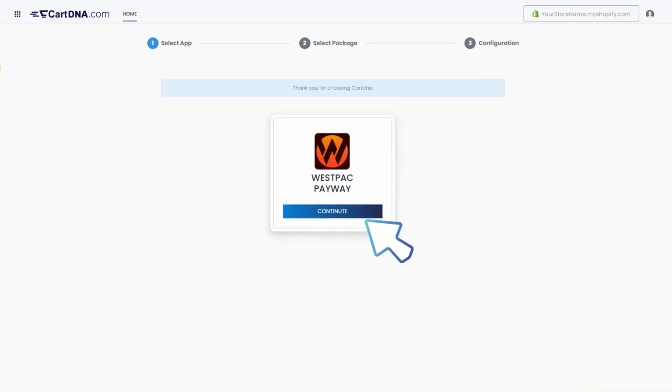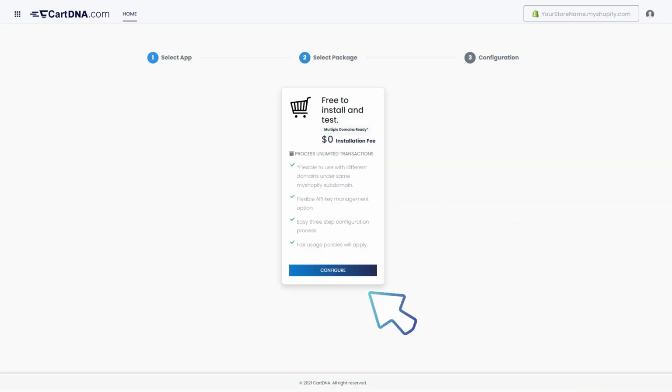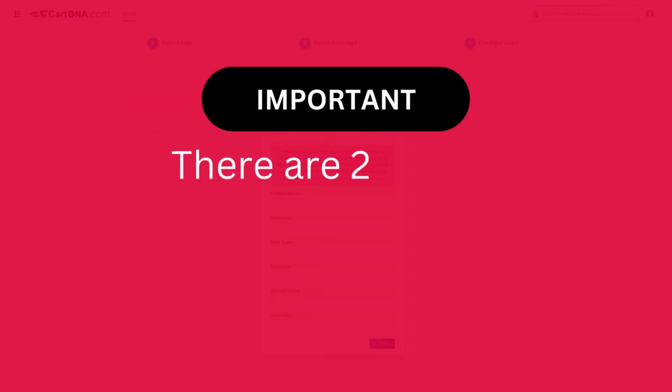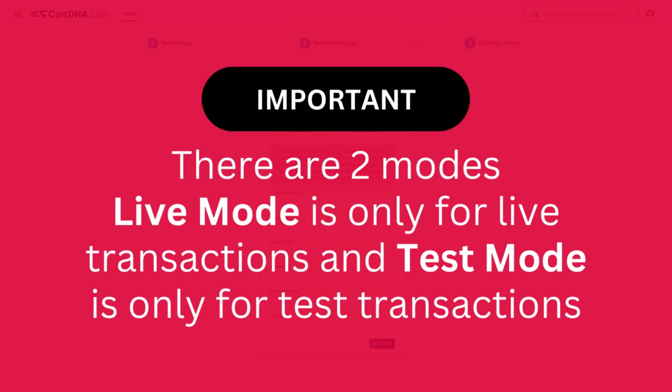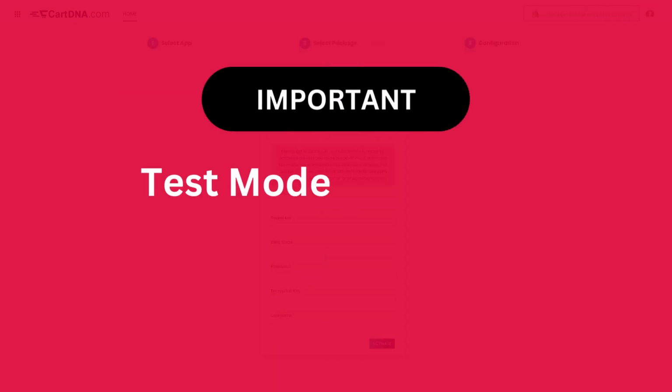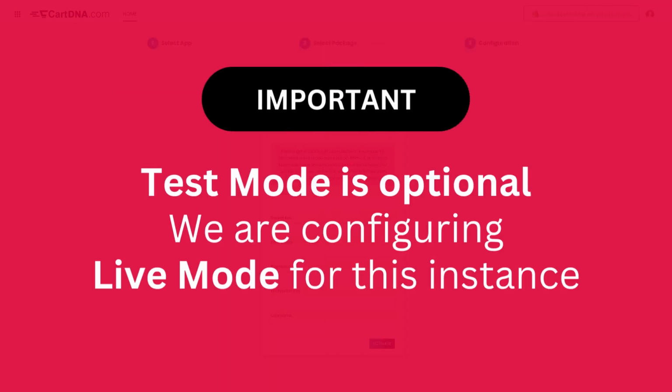Click on the Continue button to go to the next step. Click on the Select Plan button. Important: there are two modes. Live mode is only for live transactions and test mode is only for test transactions. Test mode is optional. We are configuring live mode for this instance.